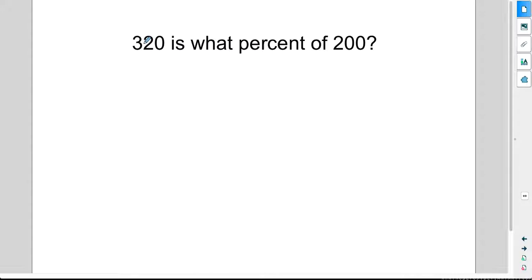So I'm not given any percents here, and the unique thing is you'll have to remember that this 200 over here is equal to 100%. But this value over here is larger than that, so we should already know that whatever this mystery value might be, it should be greater than 100%.